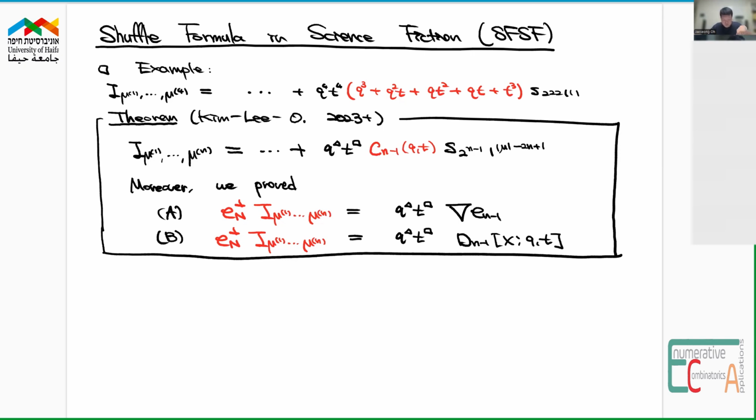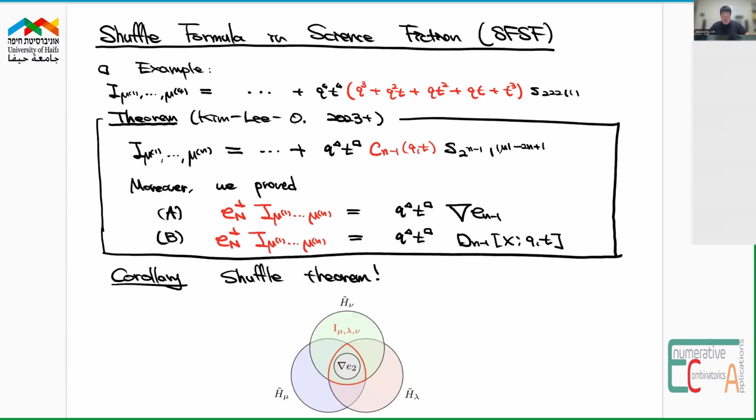By proving part A and part B independently, we could show that the right-hand sides of A and B are the same, which is the shuffle theorem. So as a corollary, we could provide a new proof of the shuffle theorem.